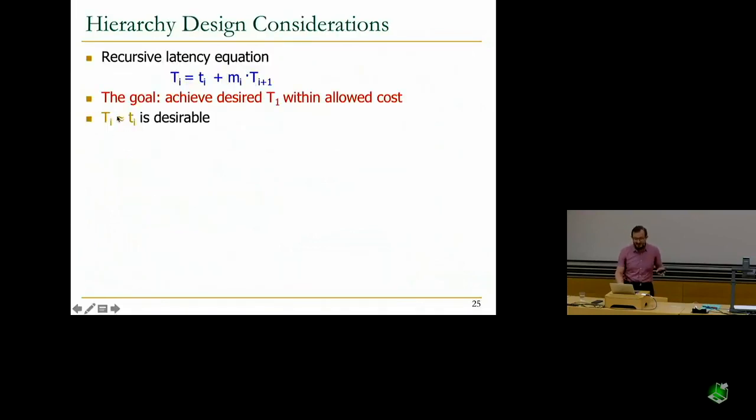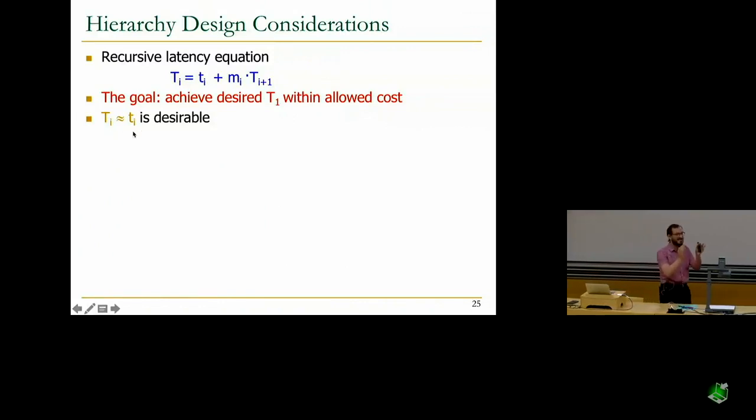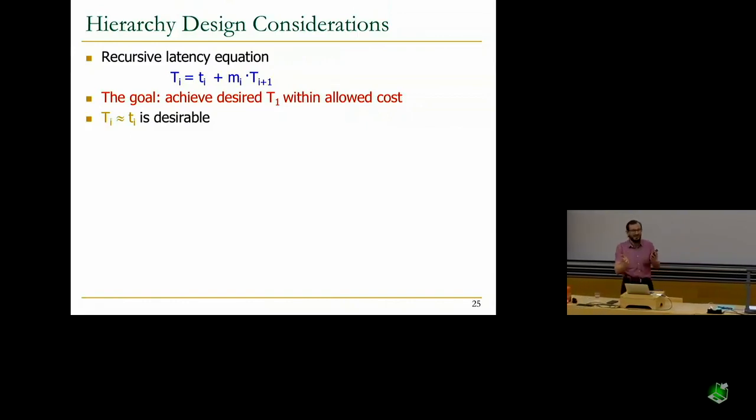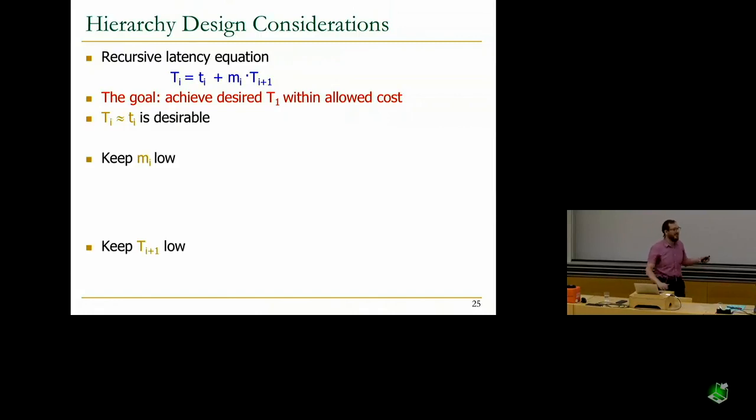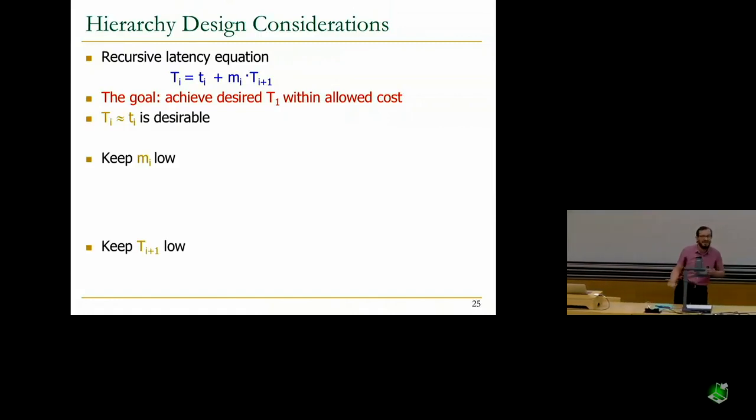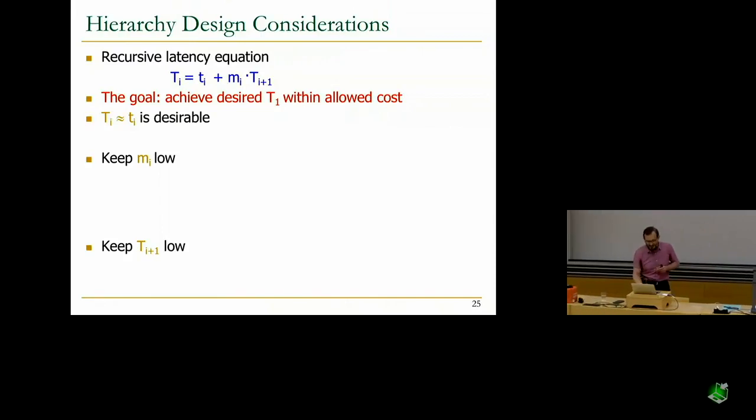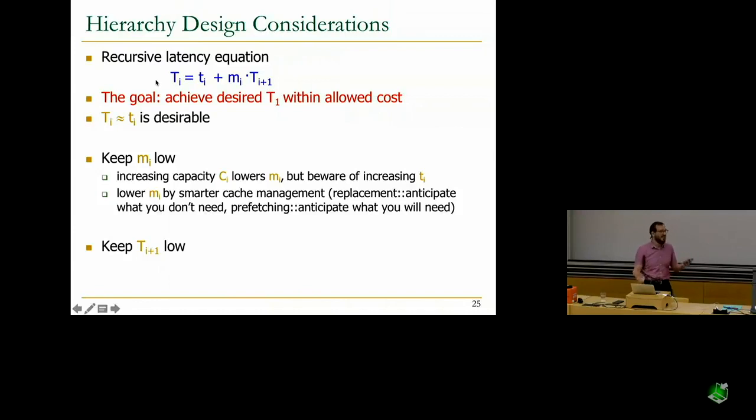So, okay, ideally, you want the perceived access latency to be the same as the access latency of the cache itself at that level, right? Which means that ideally you don't want to miss in the cache. Ideally, large T1 should be equal to small t1. But clearly, that's not possible. You're going to miss in the cache. If you're going to miss in the cache, you'd better try to keep the miss rate low at that level. And if you miss, you also want to keep the perceived access latency in the next level low. So how do you do that? There's a trade-off. That's the unfortunate part over here. It's not easy to optimize.